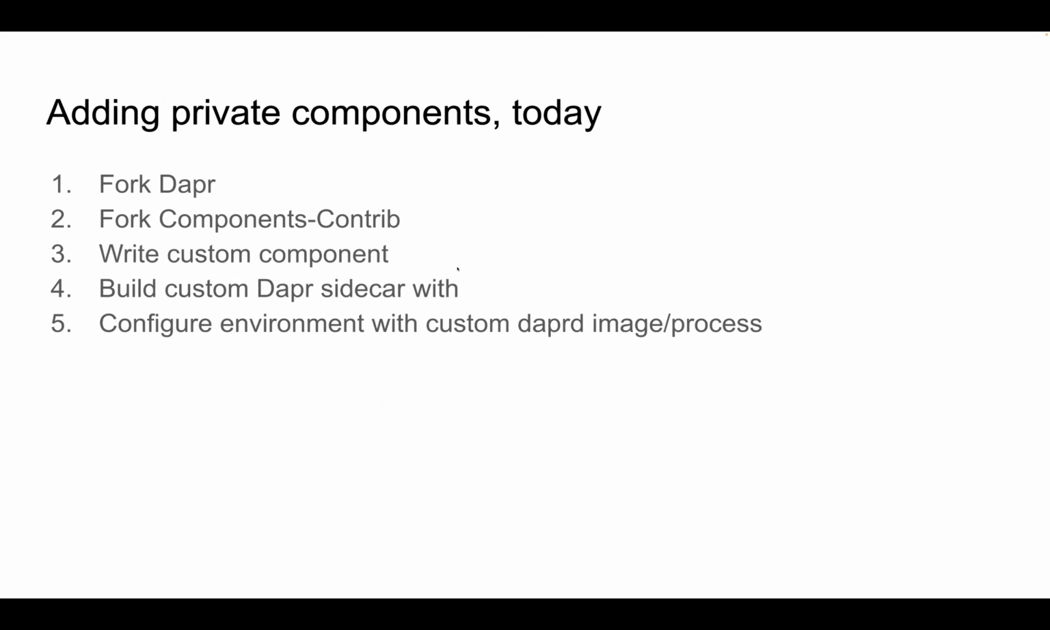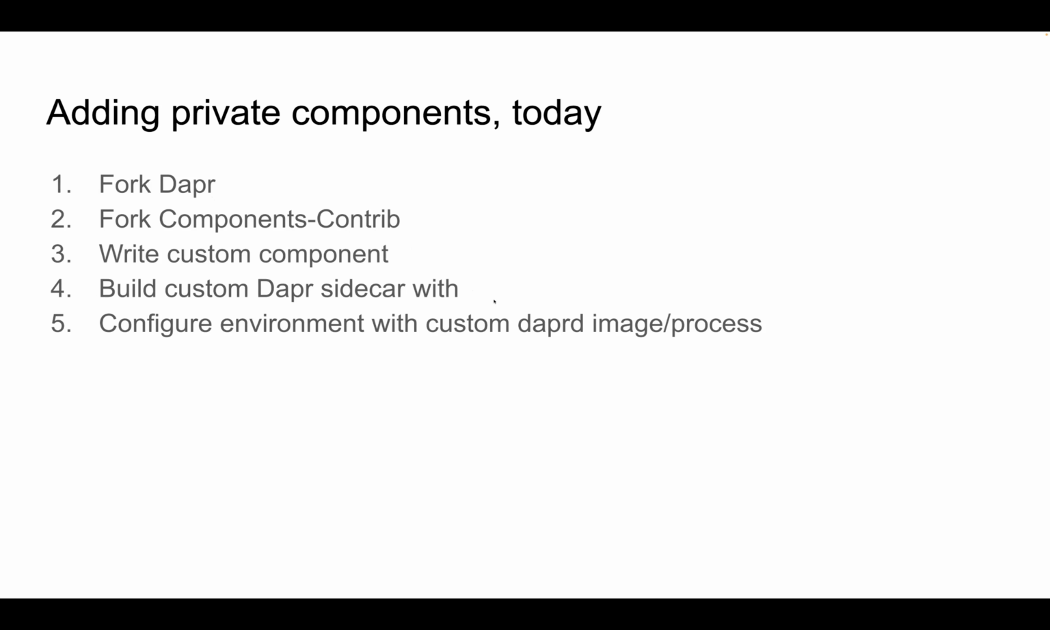So adding private components today basically means you have to fork the Dapr project, then you need to fork the components contrib repository, which is where we keep our components. So you need to fork those two. You need to write your custom component in Go, and then you need to build a custom Dapr sidecar. So you need to go to the Dapr process, go to the main Go file, import the components contrib version, your version that you have with your custom component.